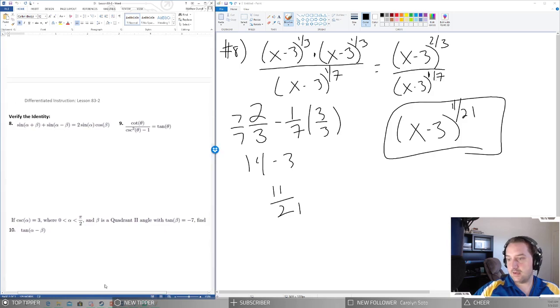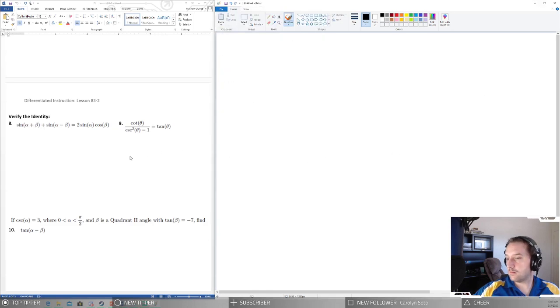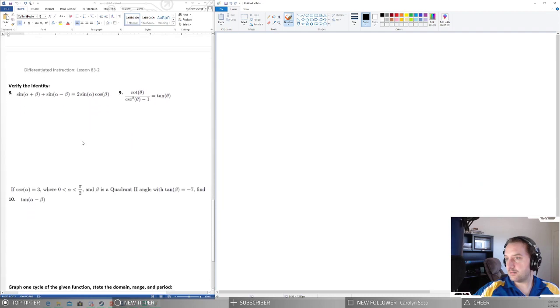Now we go back to identities. Oh, I have 2 number 8s. Whoops. All right, so let's look at this one. Let's do number 8. So instead of writing it out, because it'll take a long time to write it out, I'm going to make this side look like this side. So I want it to equal 2 sine alpha cosine beta.